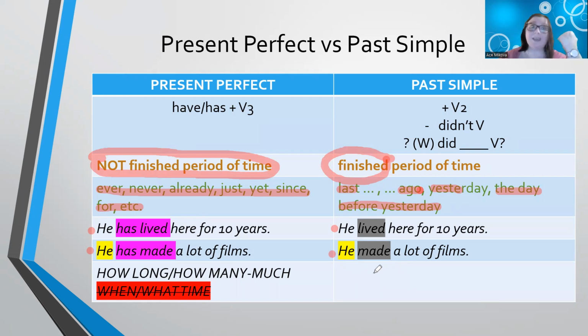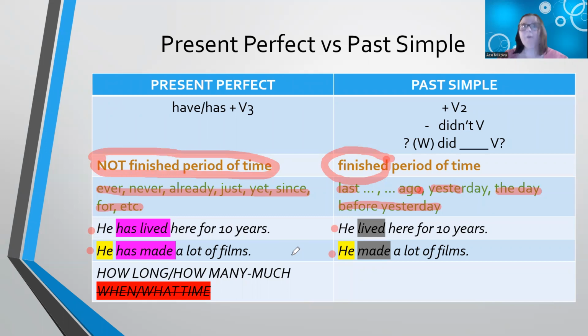The first sentence, he has made a lot of films, is about somebody who is alive and who can continue this action, who can make some more films. When we speak about dead people, we use past simple. He made a lot of films. It's about a director who died. Of course, you can ask me, but his works are here and we appreciate them now and we watch these films now. Yes, about his works, yes, but about him, no.